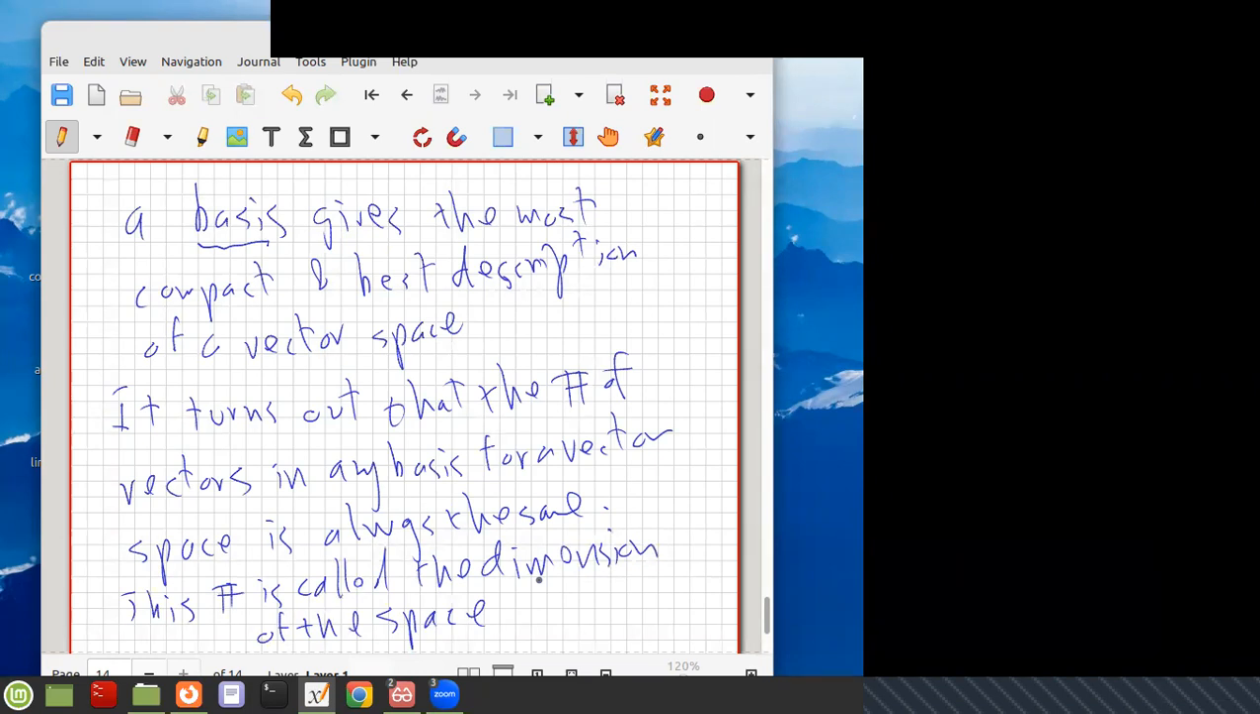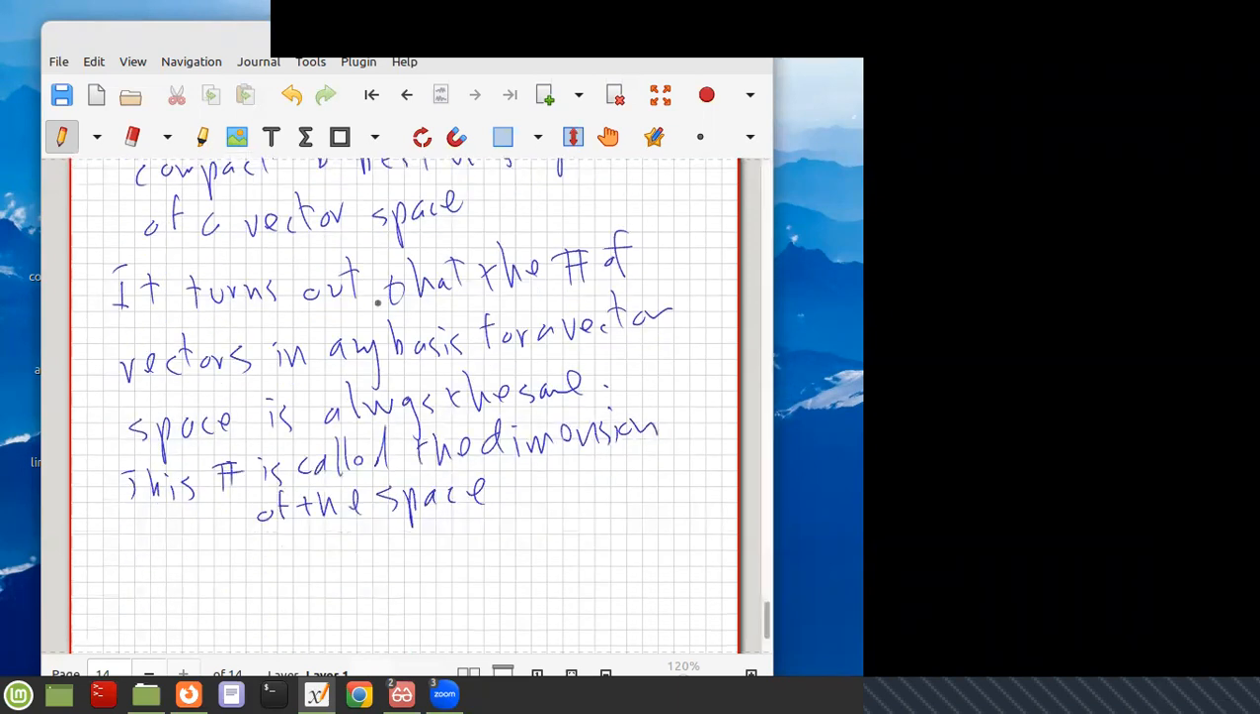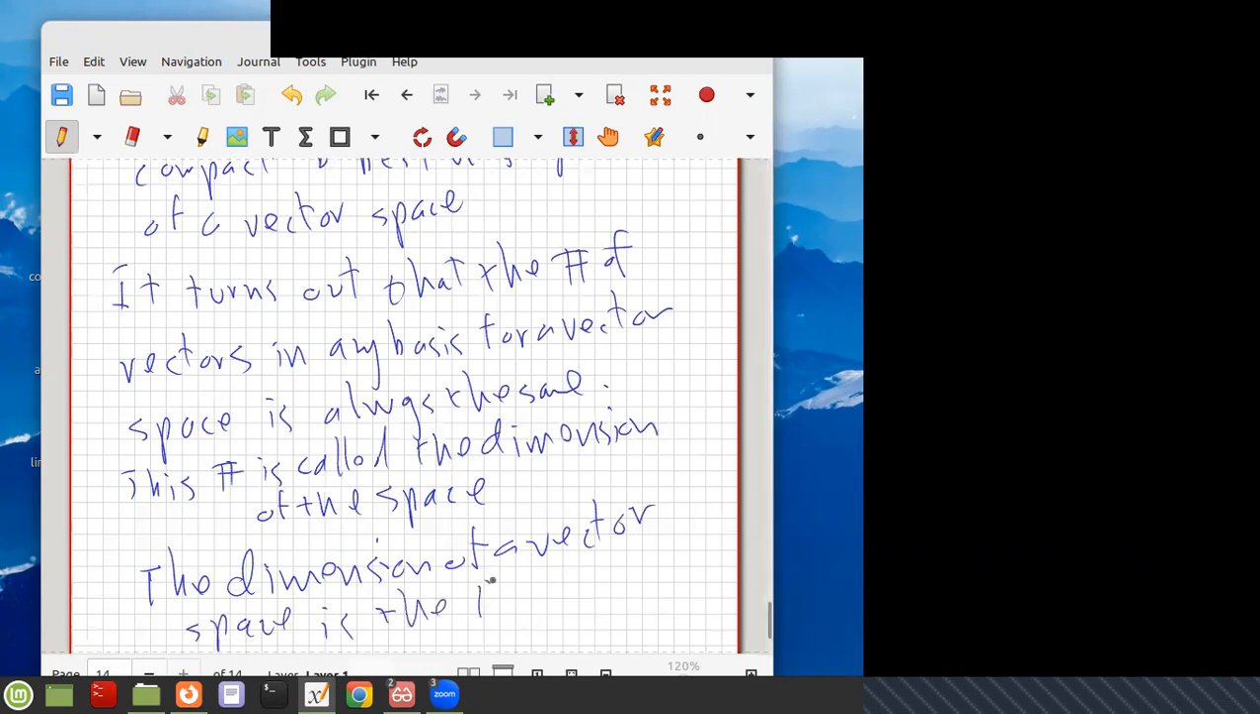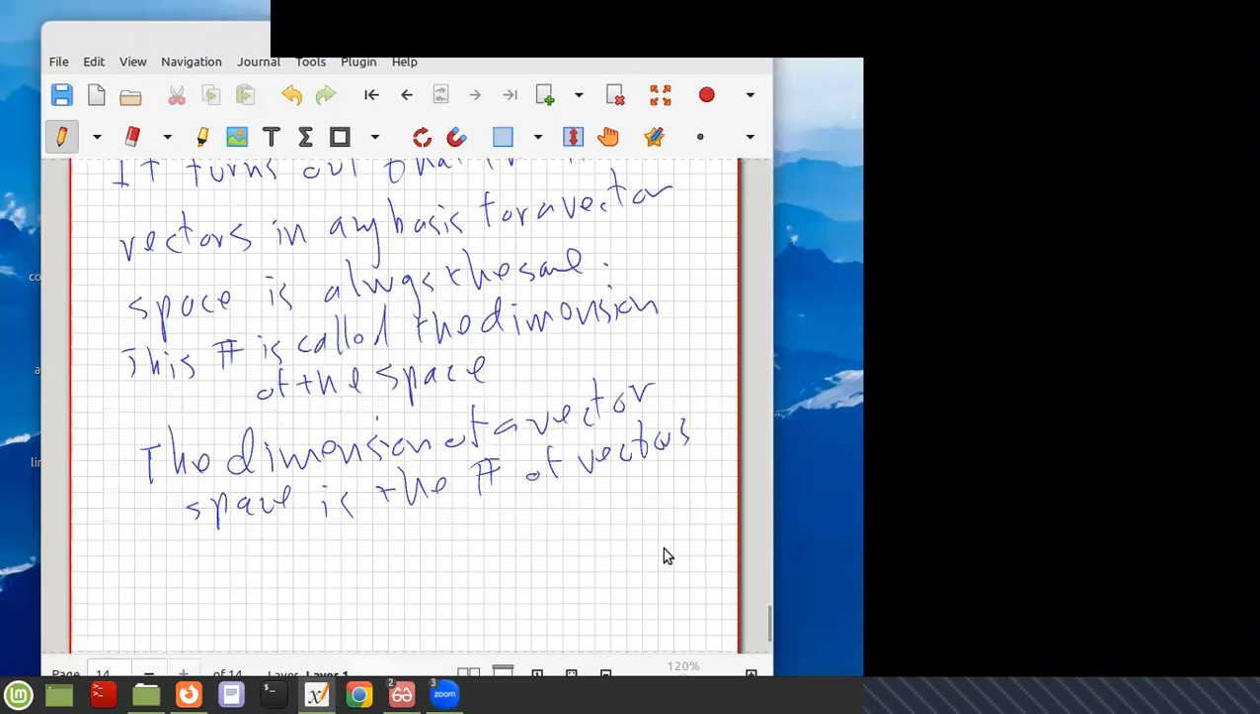So the dimension of a vector space is just the number of vectors in any basis. Because every basis has the same number of vectors, if you find it for one basis, you've found it for them all. That's called the dimension of the vector space.